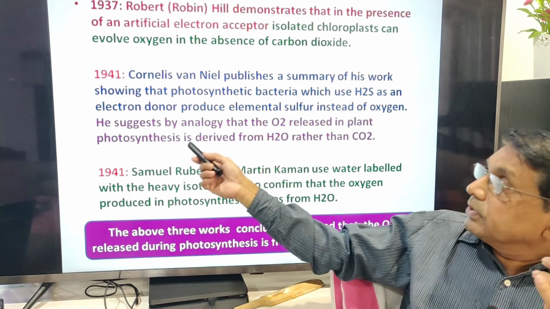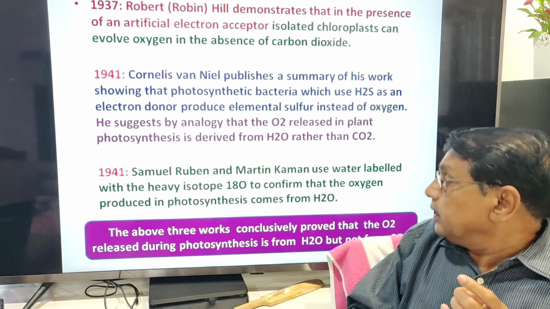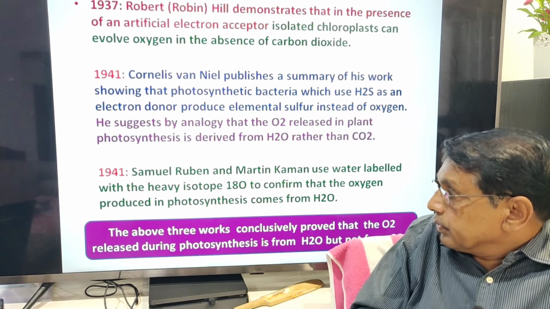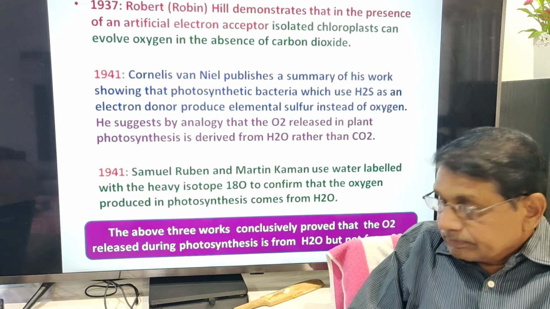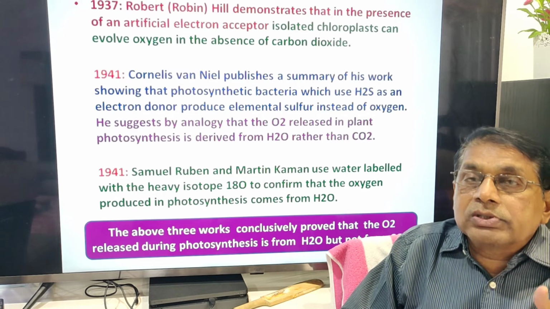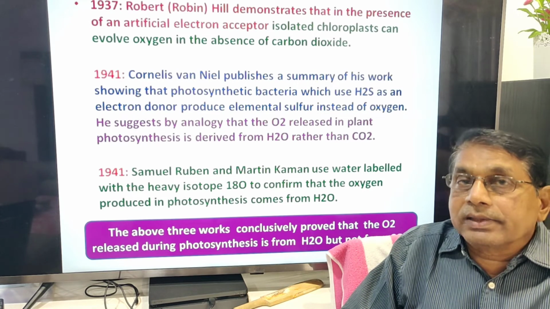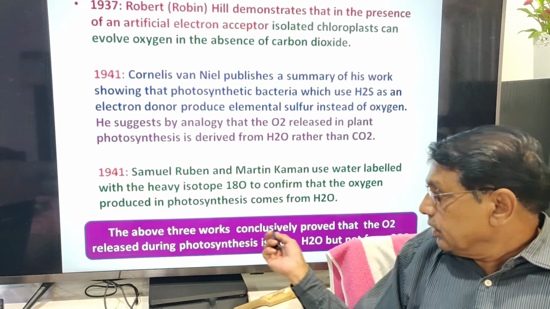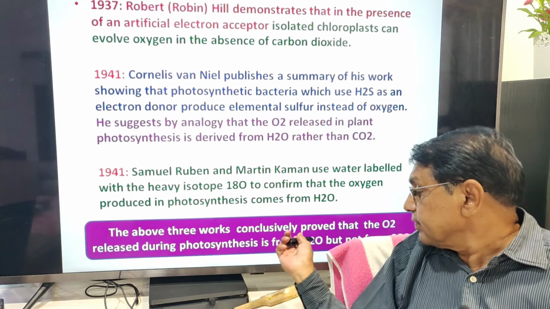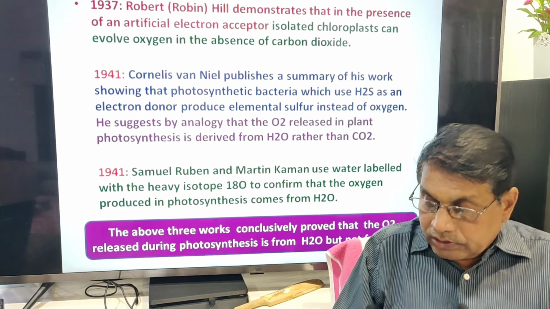Neil published a summary of his work. Then Ruben and Kamen used the water label, the heavy isotope O-18, and confirmed that the oxygen produced during photosynthesis comes from water. So by this time, it was clearly established that the oxygen released from photosynthesis comes from water, not from carbon dioxide. The above three works conclusively proved that the oxygen released during photosynthesis is from H2O, water, but not from carbon dioxide.